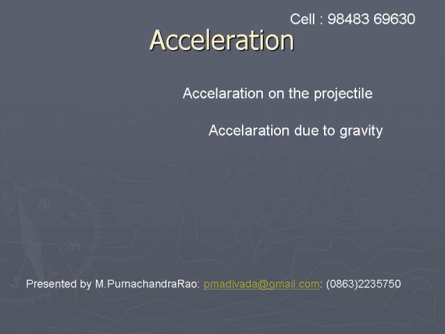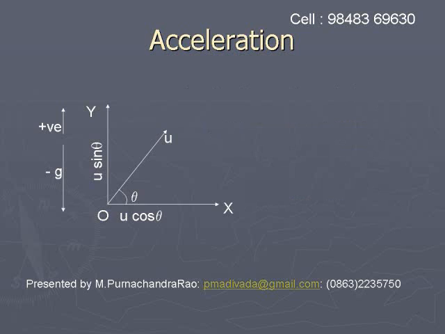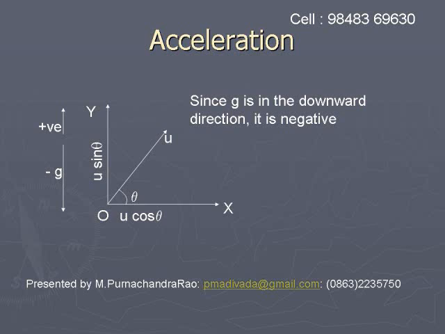Acceleration on the projectile. We know that acceleration due to gravity acts on the projectile. This acceleration due to gravity will be in the vertically downward direction. But generally we consider the upward direction, along u sin theta, O to y, as positive while studying the projectile. So we have to consider the acceleration in the vertical direction as downwards. So a will be considered equal to minus g.